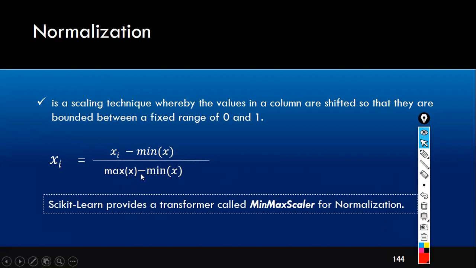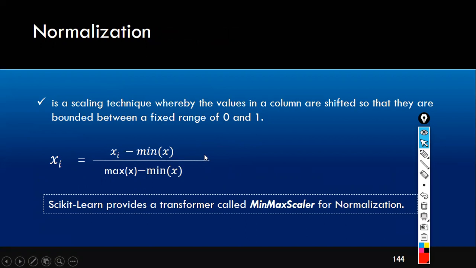So this is the formula. Xi, right? For each value, you need to subtract the minimum value. For example, you have 1, 2, 3, 4. What is the minimum value? 1. So you need to subtract it from each and every value, and divide by the maximum, which is 4, minus the minimum, which is 1, right?